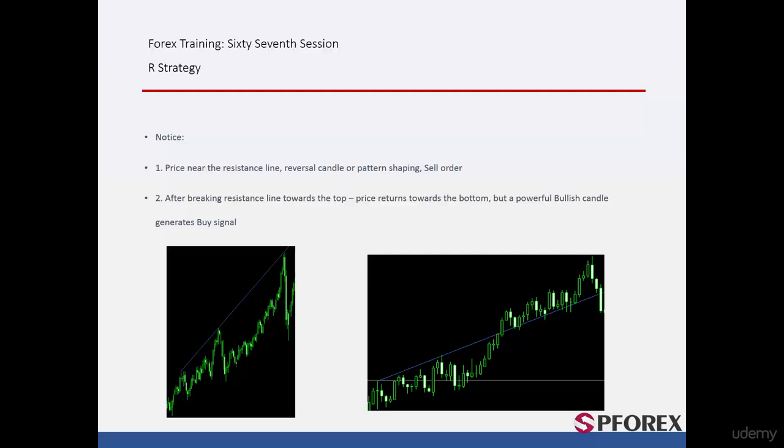2. After price passes the resistance line and returns towards it, if a powerful bullish candle forms on the resistance line, then a reliable buy signal will be generated. On the right graph, market price has passed the resistance line. Market price could not pass this line towards the bottom after the price had returned towards it, and a piercing line or engulfing candle has formed on this resistance line. Thus, a trader could place a buy order.